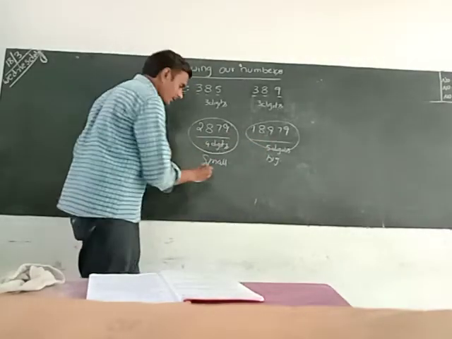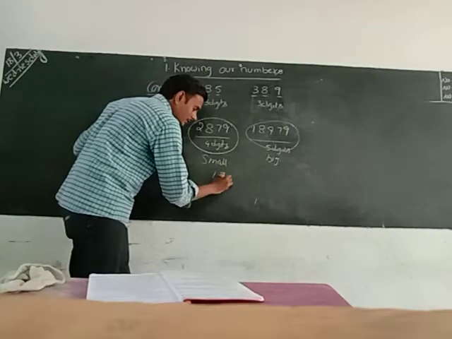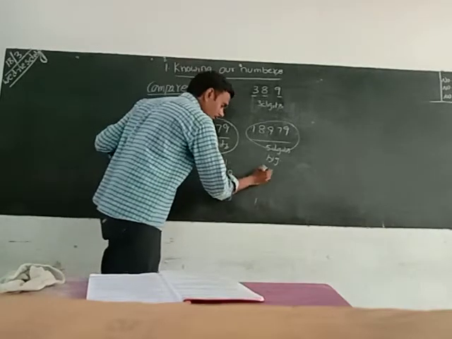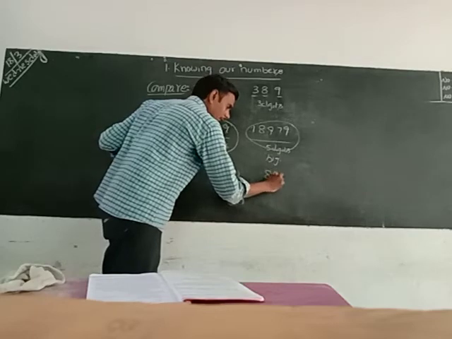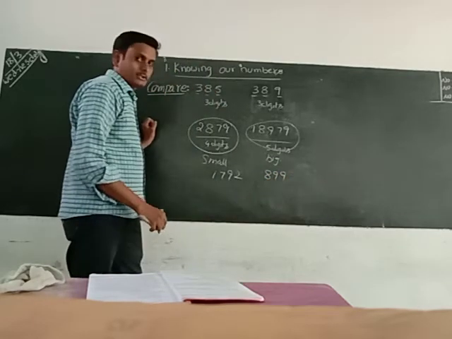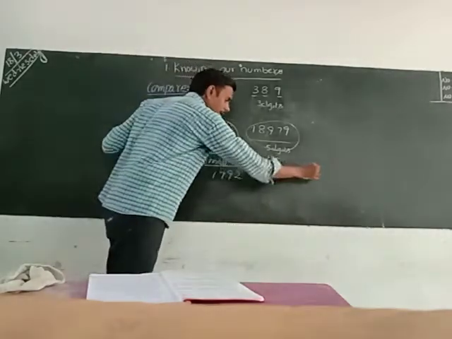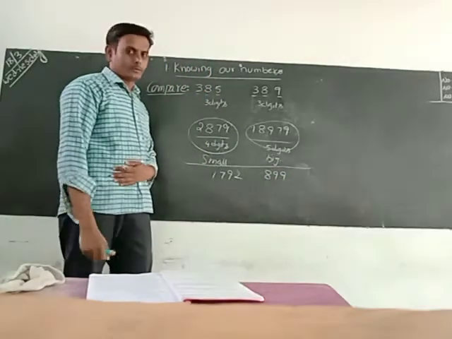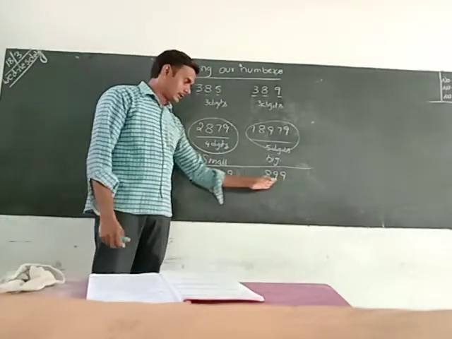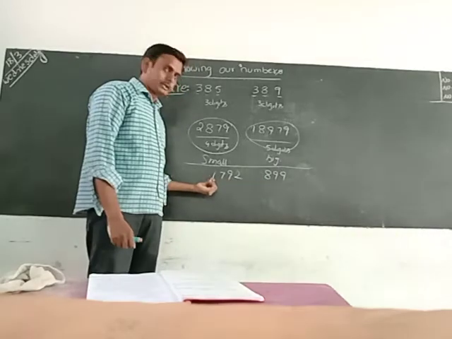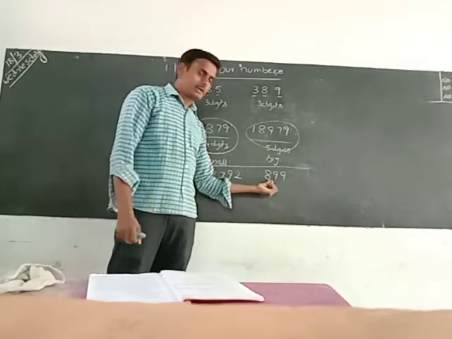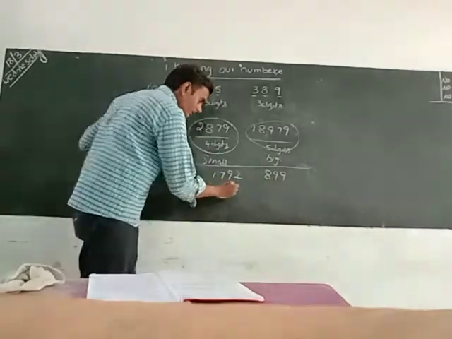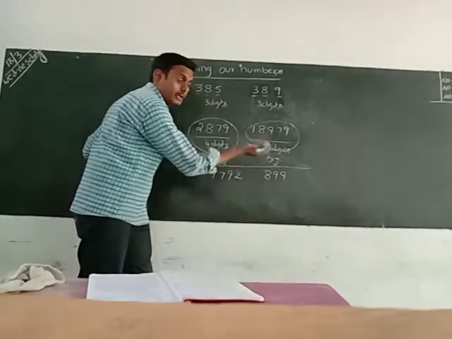Whenever you take one more example, 1792 and 899. Like these numbers are given to you. Which is the bigger? Which is the smallest? I want to know. If you consider these numbers, how many digits are here? 1, 2, 3, 4. 4 digits are here. How many digits are here? 1, 2, 3. 3 digits only.